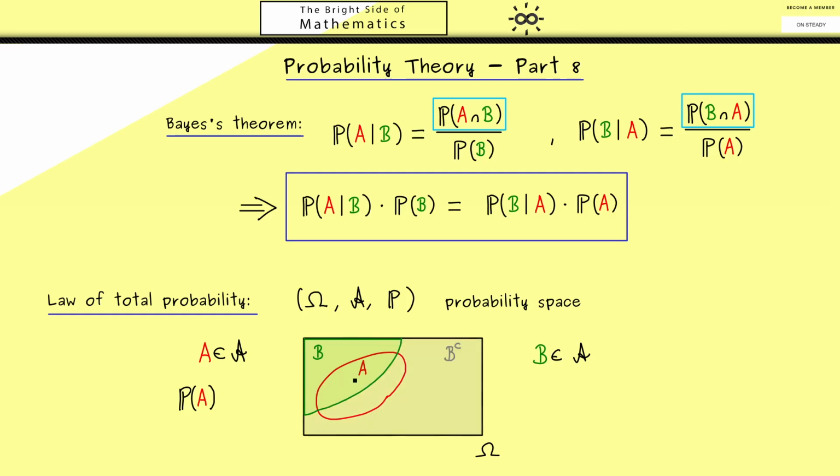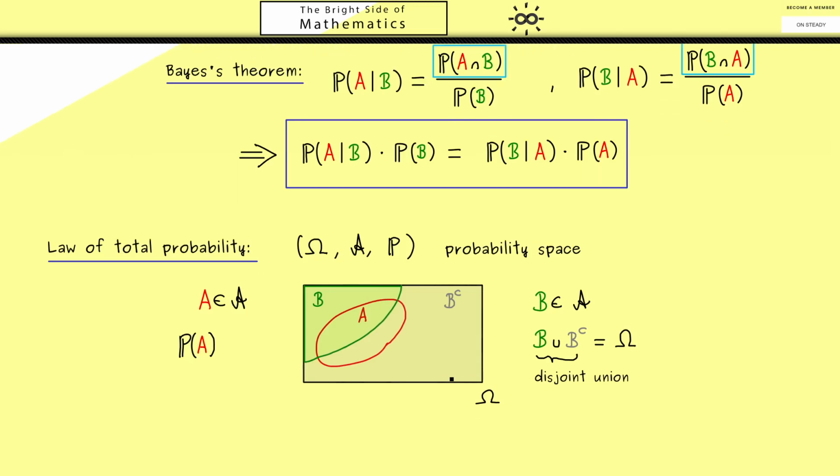We get this because we have the set B and the complement of B. And of course both together in a union give us the whole sample space omega. Important to note here is this is indeed a disjoint union. Therefore this division here works no matter which event A we choose. And this is now what we can put into a formula.